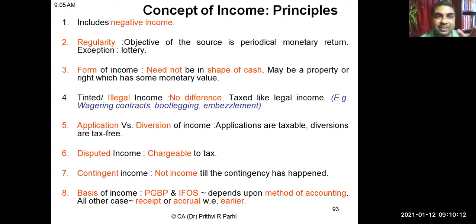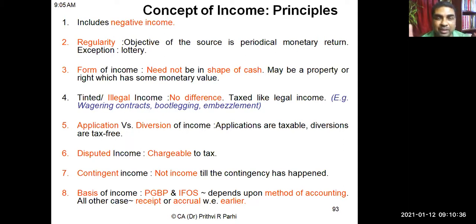The moment I say income includes negative income, that means 5 lakh plus, that is minus, loss of 1 lakh, your net income is 4 lakh. But if I say income doesn't include negative income, that means the negative you have to exclude, and you have to pay tax on 5 lakh. Did you understand? Yes, sir. So income includes negative income.